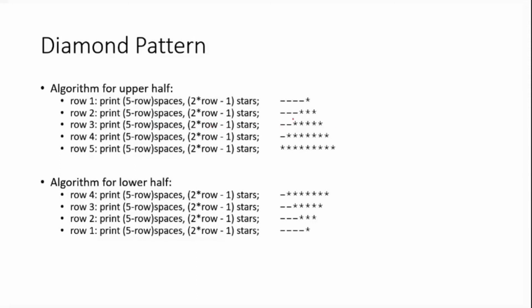So this repeats that this particular statement, that is, print 5 minus row spaces and 2 into row minus 1 stars. This is the same in such a way that this value, row, is the row number. So a repetition of the same thing is being done with an increment in the value of row.